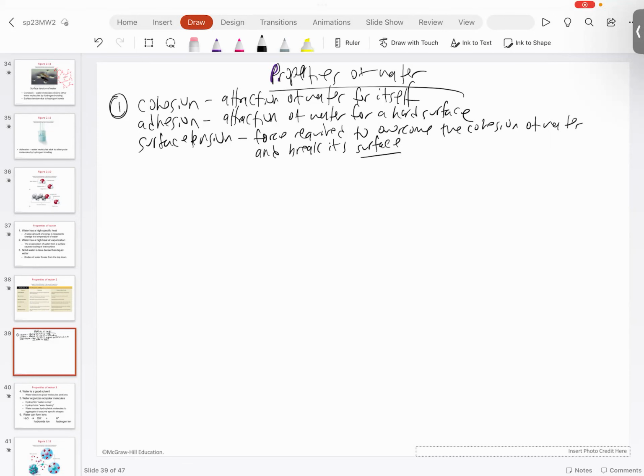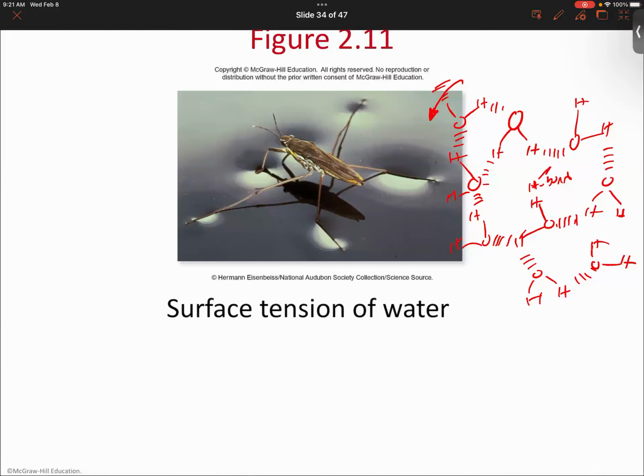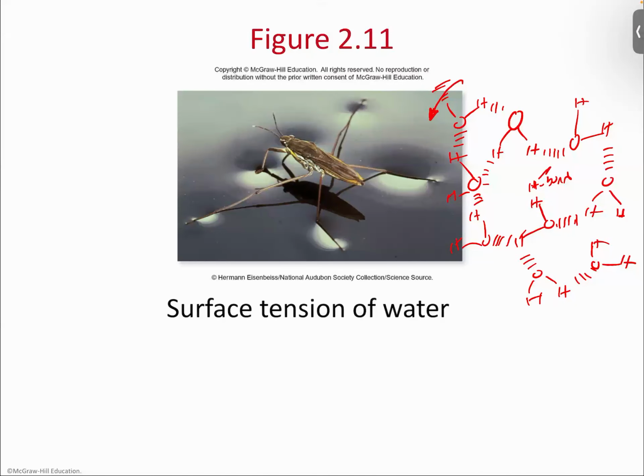So let's go back to our water strider, right? The question is, what allows this water strider to be able to skitter around on the surface of the water? Well, it's the surface tension of the water. So what does that mean? Remember, the surface tension is the force required to overcome the cohesion forces of water. So that means you have to have a sufficient downward force. This guy does not have enough downward force to overcome those cohesive properties of water.